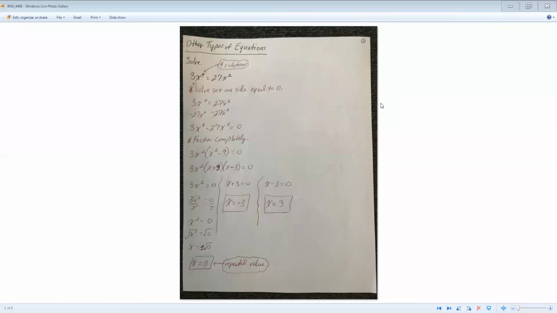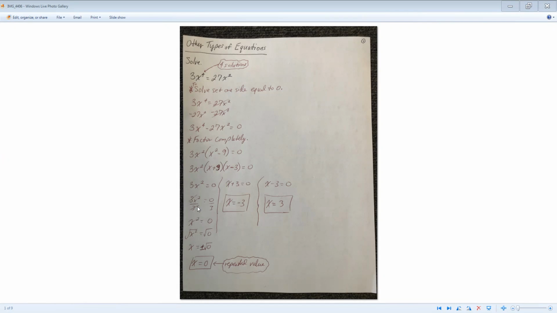Then we will factor completely. So we have 3x squared. If we pull that out as a GCF, 3x squared times x squared minus 9 equals 0. That x squared minus 9 is a difference of squares that will factor out to give us x plus 3 times x minus 3. So we can set each piece equal to 0 now that we factor completely. 3x squared equals 0, x plus 3 equals 0, and x minus 3 equals 0 as well.